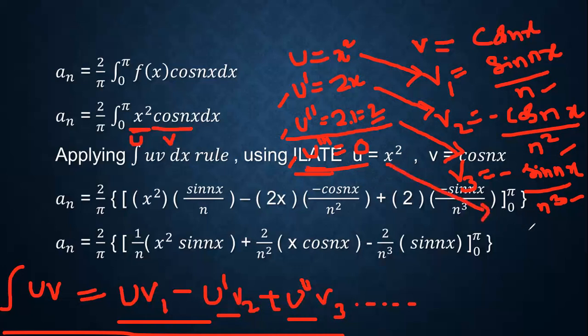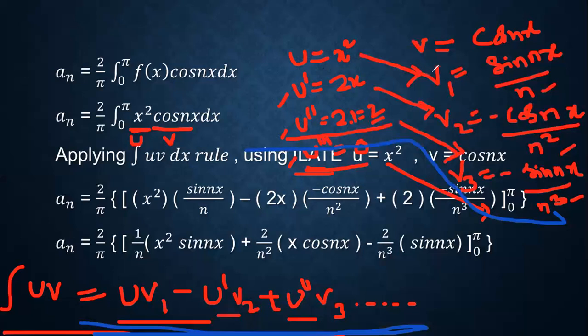If you calculate v4 also, the u triple dash value is 0. So 0 into whatever value you get for v4 will become 0. That's why we have to expand this series only up to u double dash into v3. Up to here only you can expand the series.